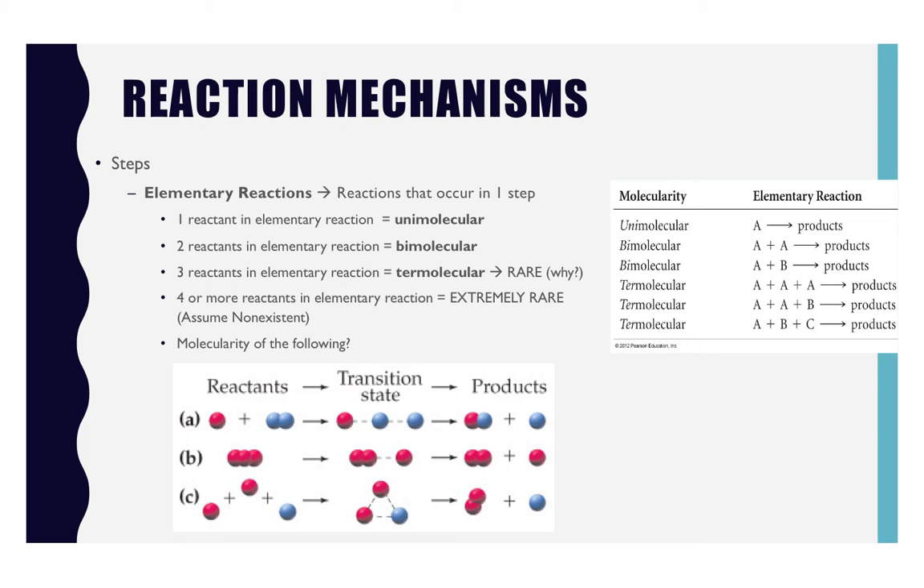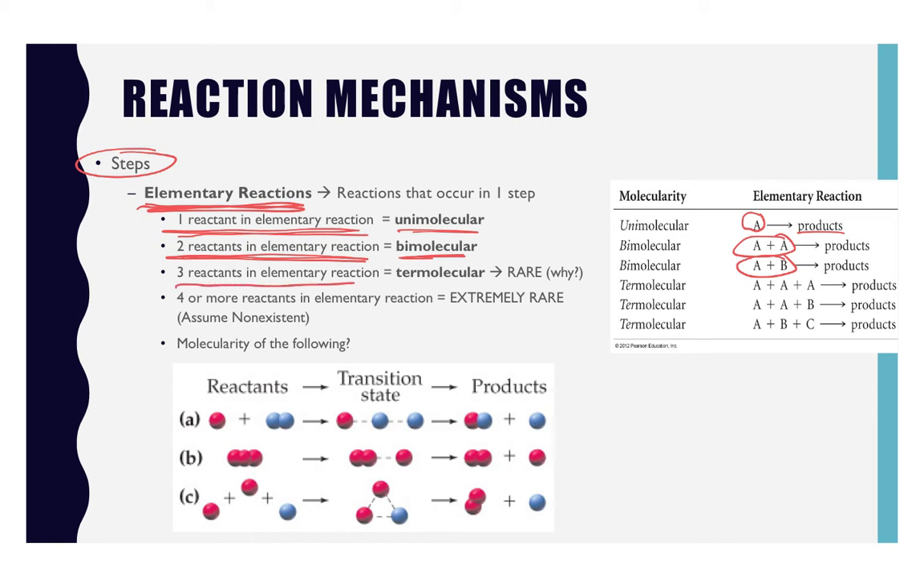When we talk about reaction mechanisms, we refer to the steps of the mechanism. By definition, we say that elementary reactions are reactions that occur in one step. So if I have a single reactant in an elementary reaction, we refer to this as unimolecular. We have substance A, and it goes to some products. If we have two reactants in an elementary reaction, we refer to this as bimolecular. Okay, so two of A's coming together or A coming together with something of B, that's great.